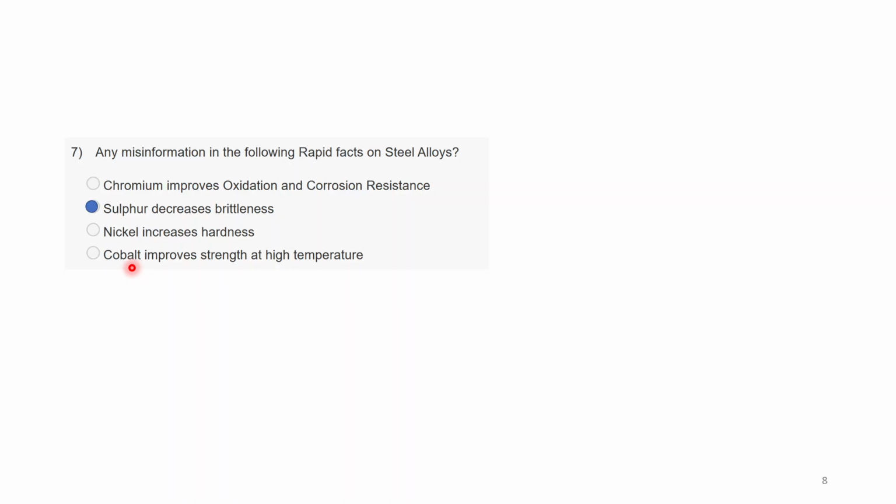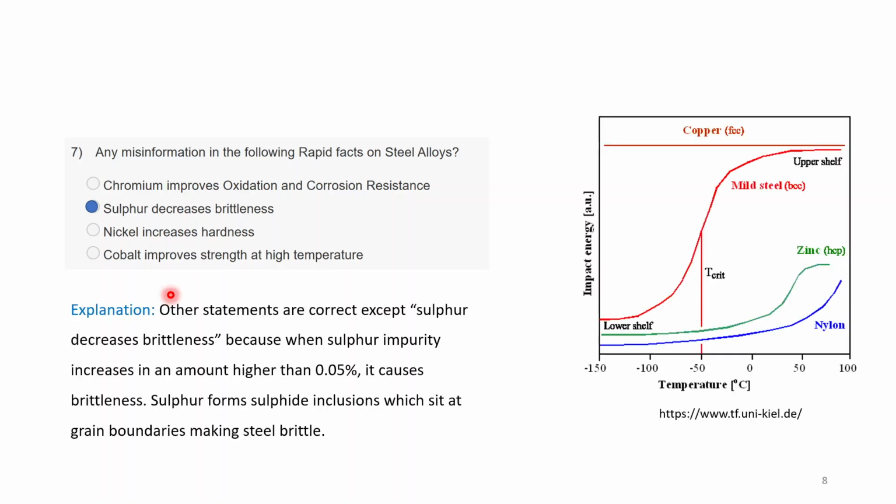Okay, so the correct answer will be sulfur decreases brittleness, because it is an incorrect statement. The other statements are correct, except sulfur decreases brittleness, because when sulfur impurity increases in an amount higher than 0.05%, it causes brittleness. Sulfur also forms sulfide inclusions which sit at grain boundaries, making steel brittle.